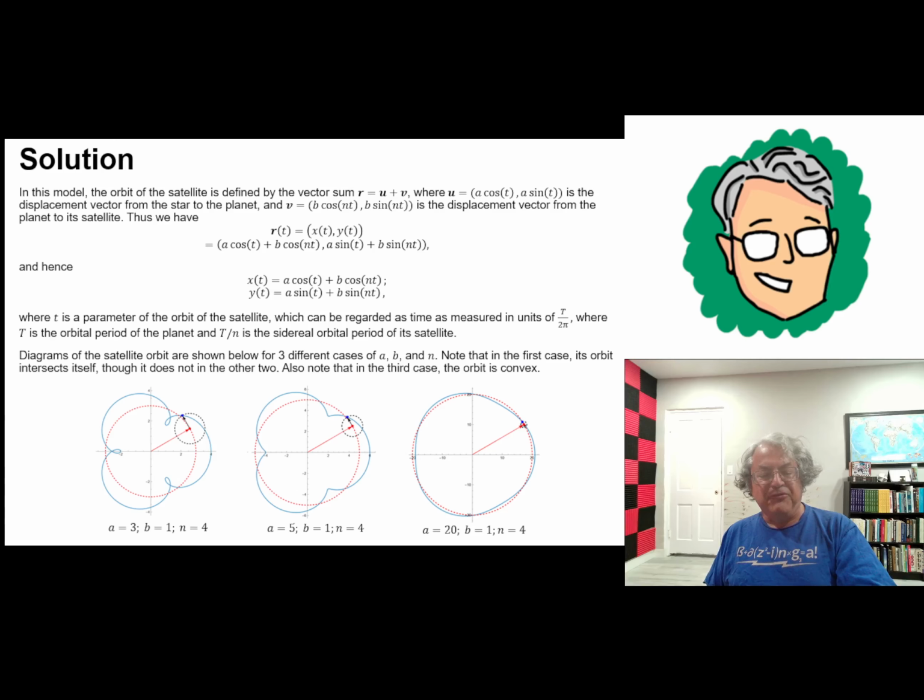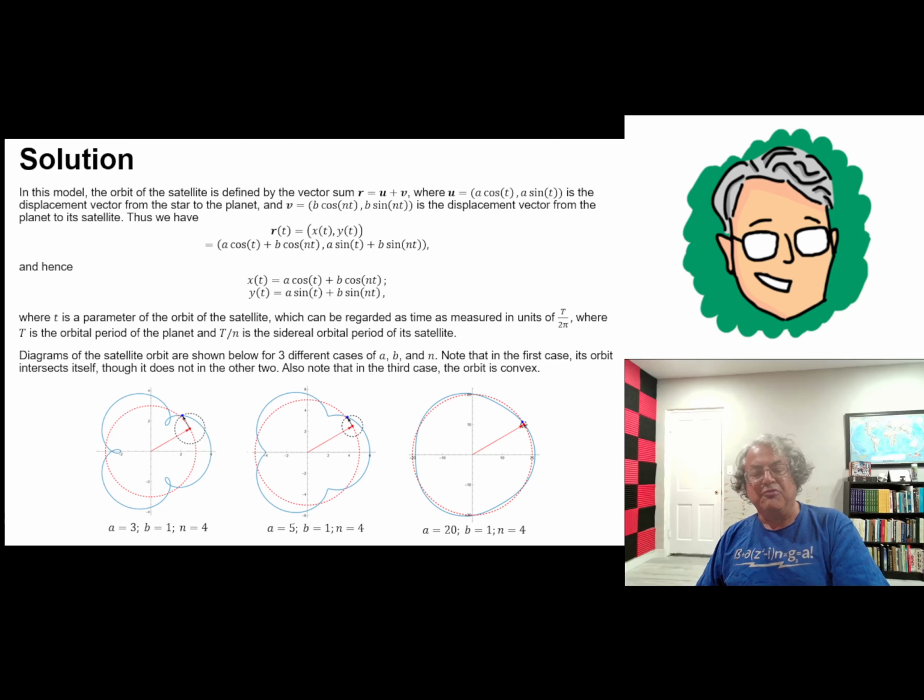So for the first case, when a is 3, you see that the orbit of the satellite crosses itself 3 times. That means it goes retrograde during the times after it crosses itself. And then the second case, I think this is the more generic case. This is a case where the orbit doesn't intersect itself, but it's not convex. There are places where it's concave towards the planet. And then the third case, when a is 20, in this case we do get a convex orbit.